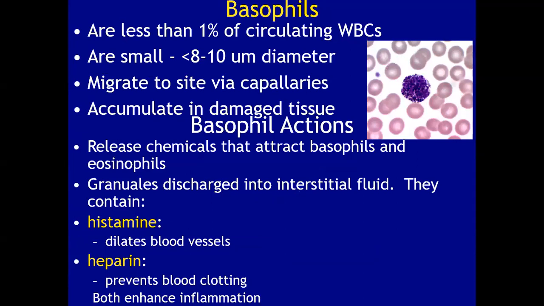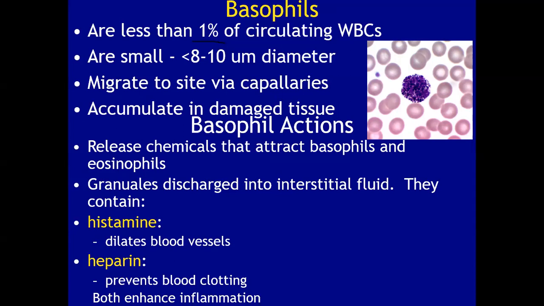Basophil. This is the one that occurs in the least number. Less than 1% of our circulating white blood cells are basophils. So these take a long time to find. When we find them, they look very grainy. They're medium sized, okay? And they're able to also degranulate, okay?